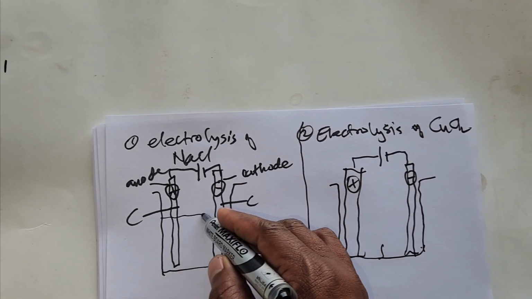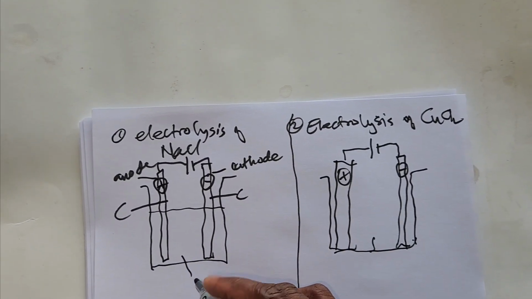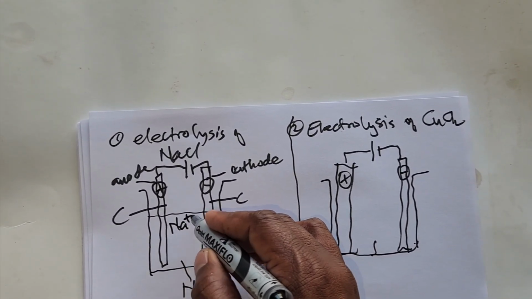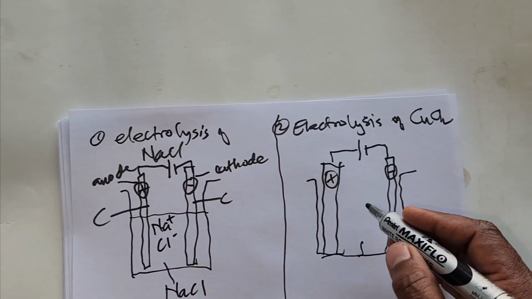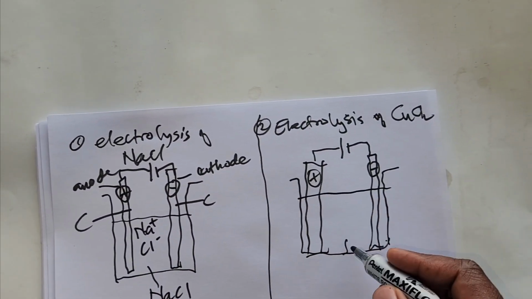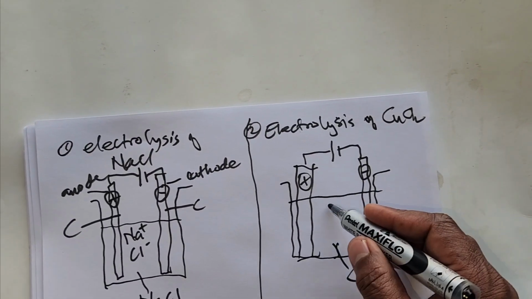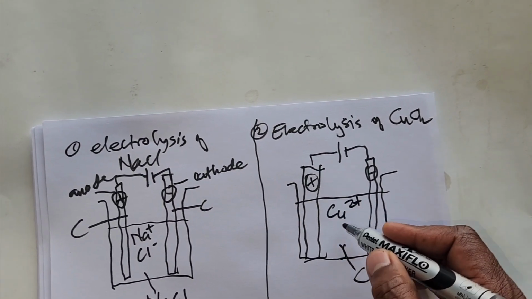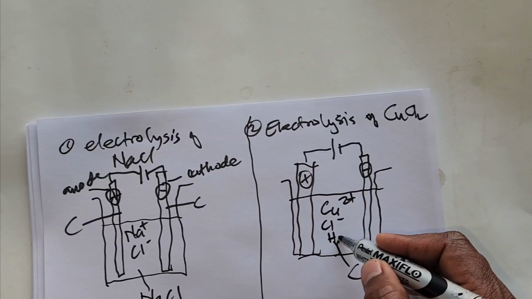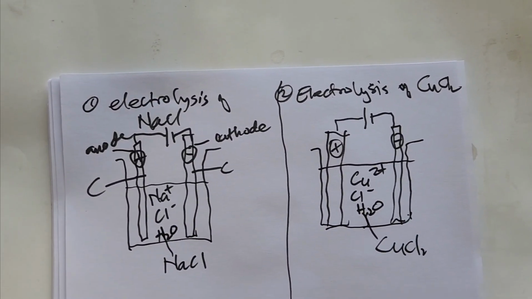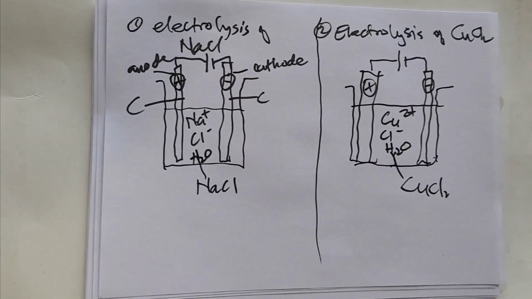In the case of electrolysis, the electrolyte here is sodium chloride. Therefore, we expect to have sodium ions and chloride ions. This side, we have copper chloride, which will have copper ions and chloride ions, and water. Also, this side will have water. These are the species in the cells that will be involved.